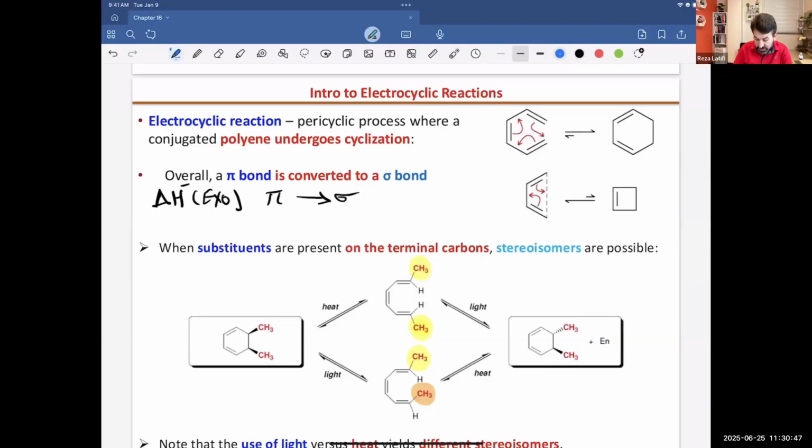Now, if you want to take a sigma and turn it to a pi bond, that's going to ask for energy, and in this case, the delta H of this reaction is going to be positive, and we call it endothermic.